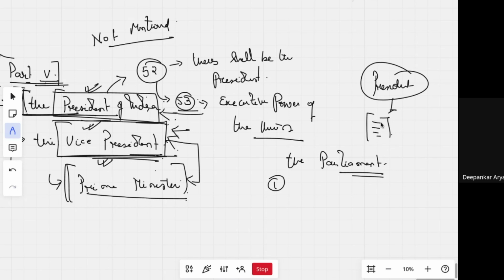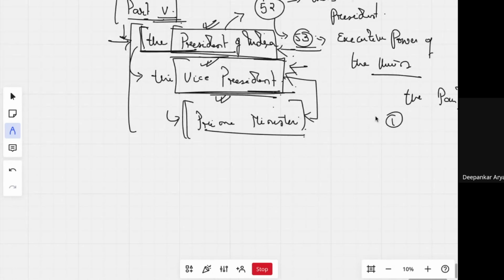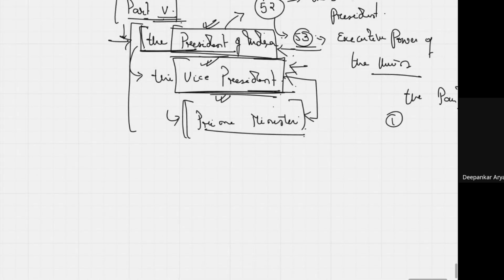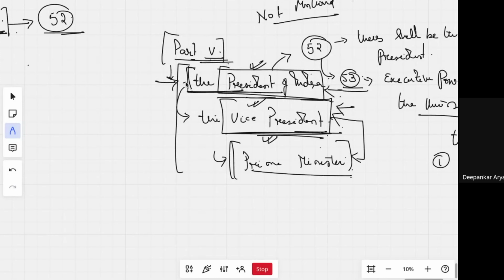Okay, so let's start in detail about the President of India. I'll keep on asking questions, so please be attentive. The President of India is considered to be the first citizen of India, referred to as the first citizen. Yes, sir.